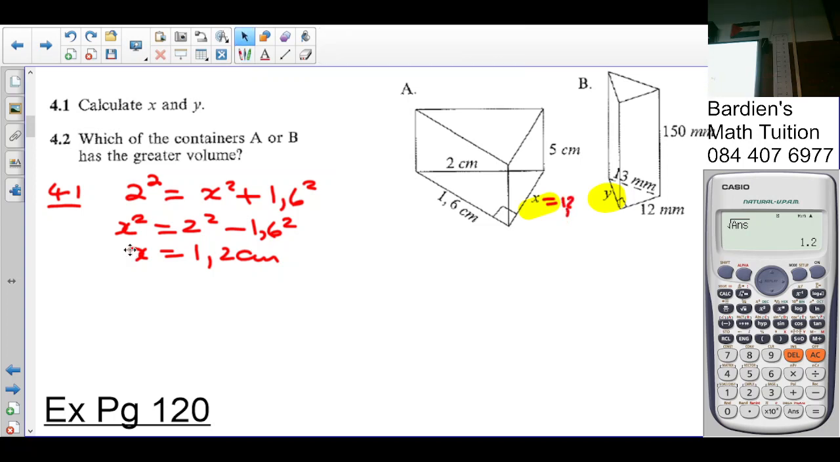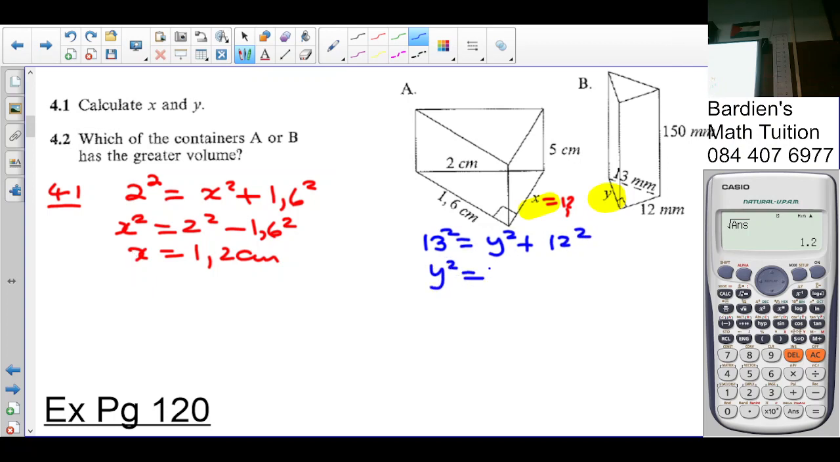How do you calculate y? Pythagoras again. So where's your hypotenuse here? 13. So 13 squared is equal to y squared plus 12 squared. So y squared is equal to 13 squared minus 12 squared, which is 25. So y is 5. You guys got that?